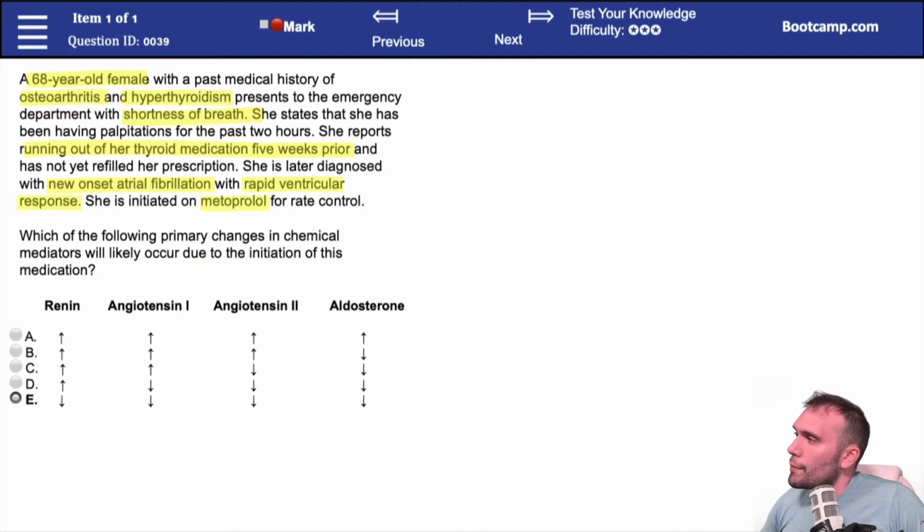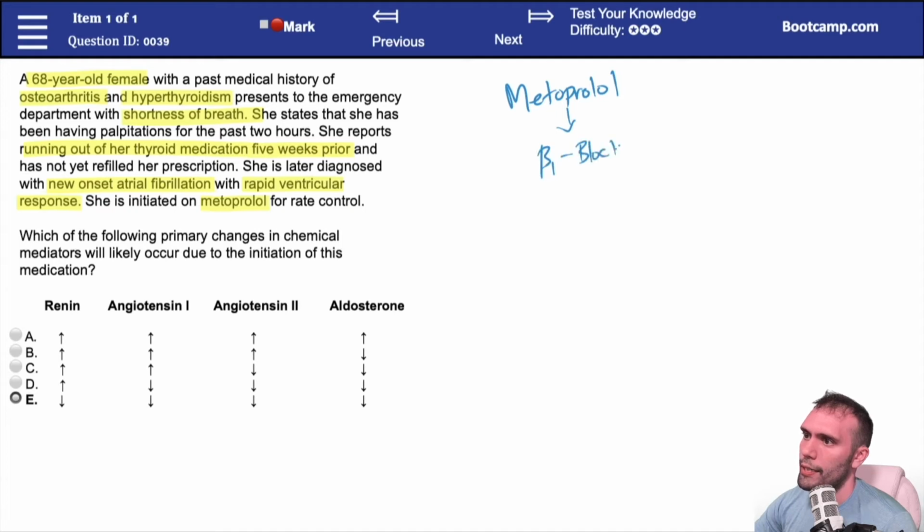So, we're talking about metoprolol, and we just talked about this. Metoprolol primarily is going to affect which receptor? It's going to be a beta-1 blocker, right? It's a selective beta-1 blocker. Now remember, we're looking specifically at the RAAS system here. So how does beta-1 affect the RAAS system?